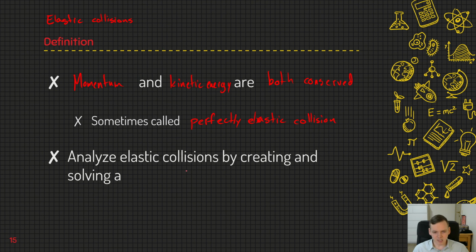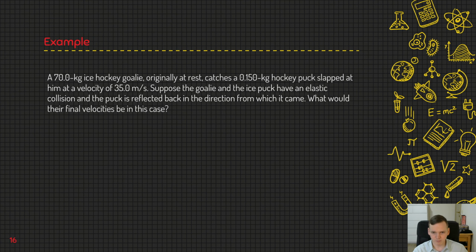And you'll analyze this by creating and solving a system of equations. One equation will be conservation of momentum, and the second equation will be conservation of kinetic energy. You'll probably have two unknowns and two equations, and we'll solve it. Let's look at an example.